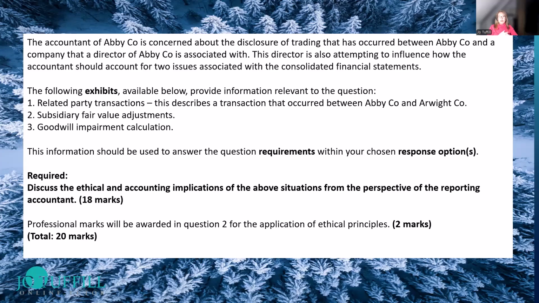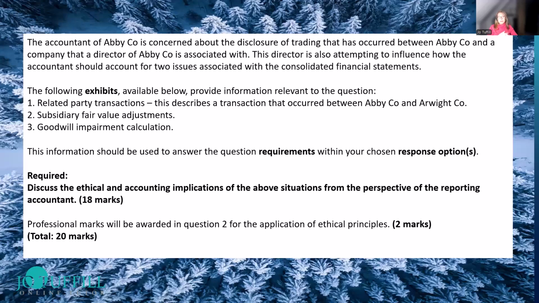So the accountant at Abbey Company is concerned with the disclosure of trading that has occurred between ABCO and the company that a director of ABCO is associated with. This director is also attempting to influence how the accountant should account for 2 issues associated with the consolidated financial statements. So we've got 3 exhibits.